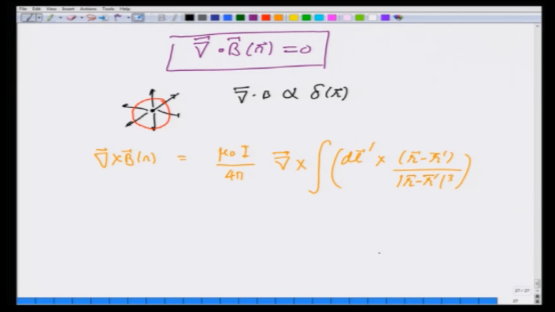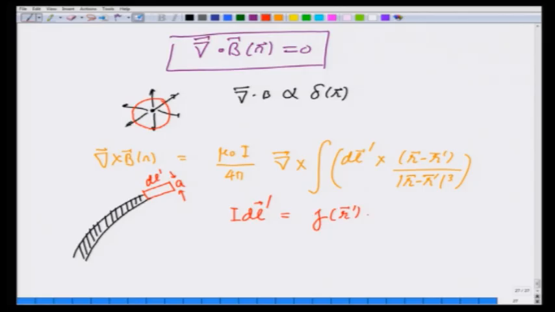To calculate curl, I am going to play a little trick. If I take this current loop, a current carrying wire, and show it slightly wide, at any point, suppose I take this point where I am taking dl prime, and this cross section is A. Then I can write I dl prime vector as j at that point, where j is the current per unit area, times A times dl prime vector. dl prime is in the direction of current.